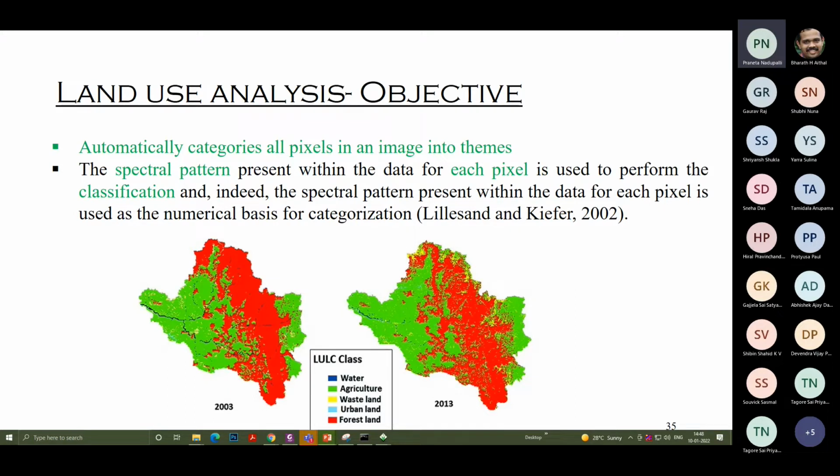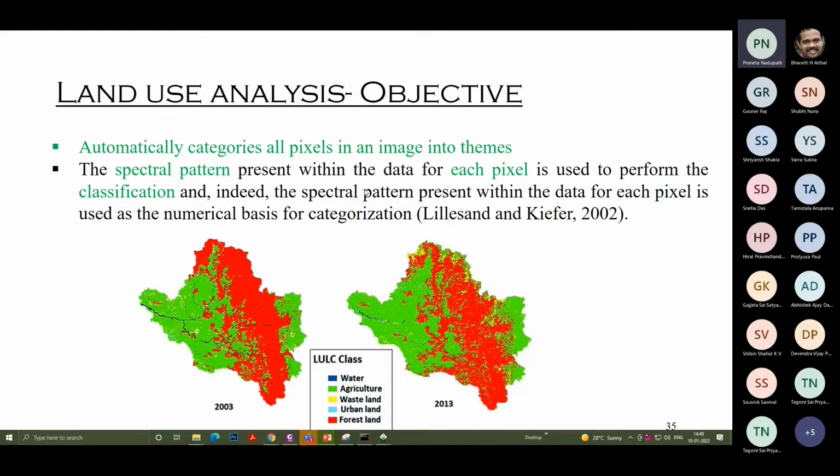So it is going to be distinct for water, for agriculture, for wasteland. It is going to be a distinct pattern, and thus that is how it helps us to get classified into different groups. So it is used to perform the classification, and indeed the spectral pattern present within the data for each pixel is used as a numerical basis for this categorization.